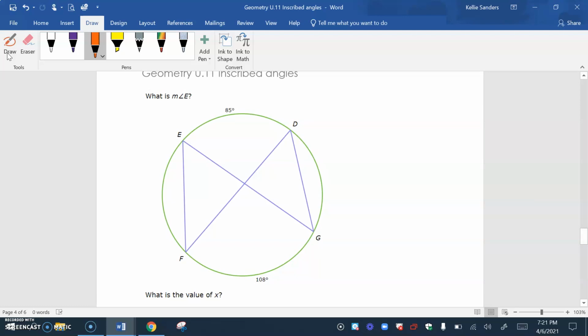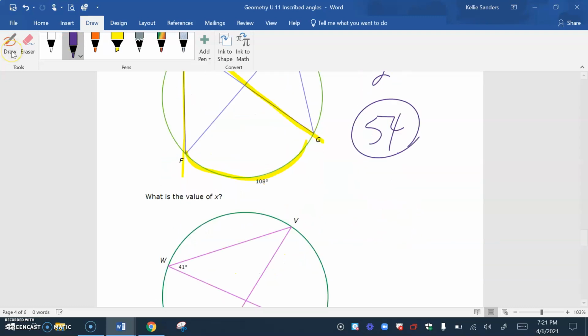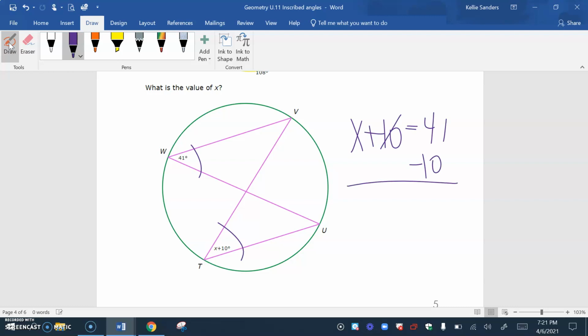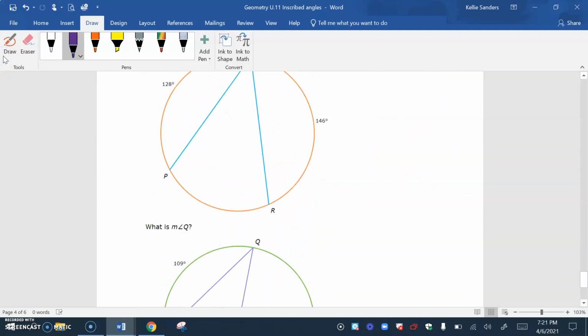Angle E. Here's angle E, and here's the arc. So all you have to do is take the arc and divide by 2 and get 54. X, and they're equal. So x plus 10 equals 41. Subtract the 10, and you get 31. We're looking for x, so our answer is 31.